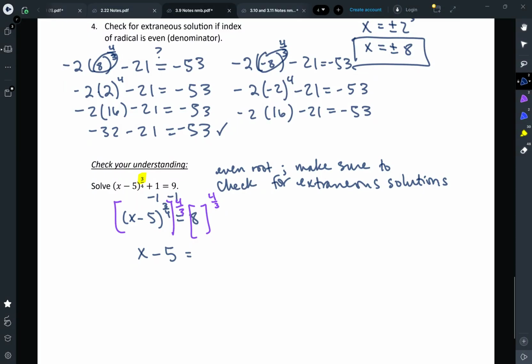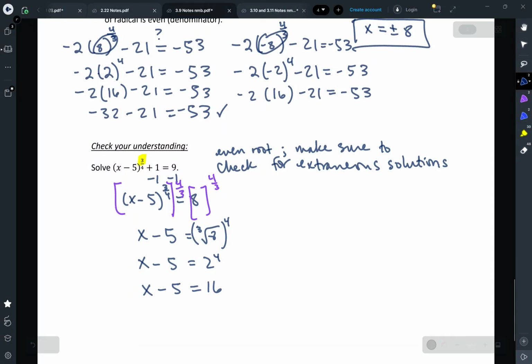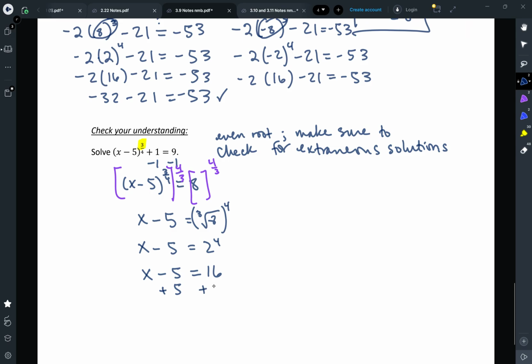Because I have an odd power, I do not need absolute value signs on this one. So now I'm going to think about the third root of 8 and then raised to the 4th power. So the third root of 8 is 2. And 2 to the 4th power is going to be 16. And then I'm going to want to add 5 on both sides. So x is equal to 21.